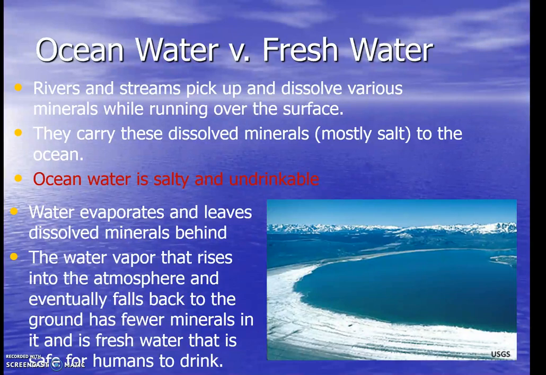So this leads us into ocean water versus freshwater. Rivers and streams pick up and dissolve various minerals running over the surface. They carry these dissolved minerals, which are mostly salt, into the ocean. If you've ever been to the ocean, you know that ocean water is salty and undrinkable. The water can evaporate, and when it evaporates, as you can see here, it leaves the dissolved minerals behind. This is all salt on the edge of this body of water. The water vapor that rises into the atmosphere and eventually falls back to the ground has fewer minerals because the minerals were left behind, and it is fresh water that is safe for humans to drink.